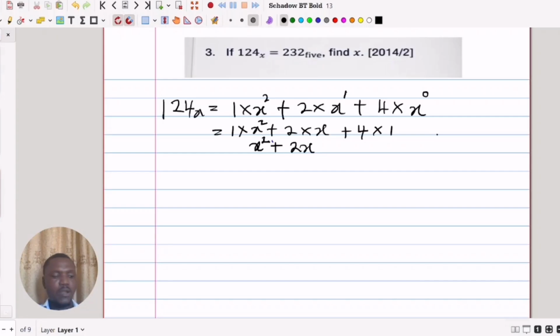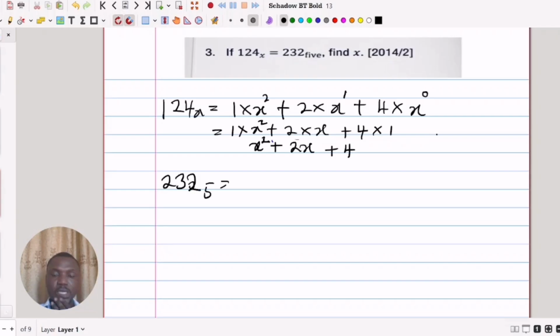2 times x, that will be 2x plus 4 times 1, that will be 4. Now we have done that. We have converted 124 base x and it gives us x squared plus 2x plus 4. Let's proceed to change 232 base 5 to base 10.